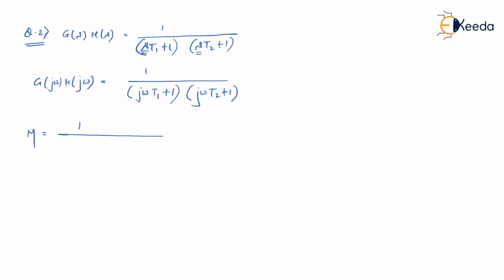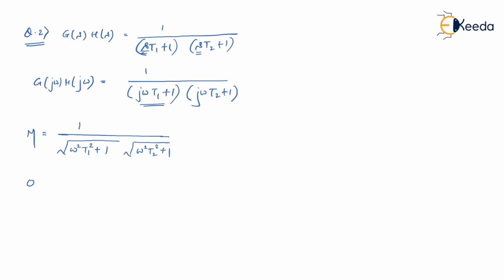As you can see, in the denominator there are 2 complex quantities. So for that, you know how to take a magnitude of this. It is under root of real part square plus imaginary part square. So the imaginary part is omega T1, so it is square root of omega square T1 square plus 1, then multiplied by magnitude of the next quantity, which is nothing but square root of omega square T2 square plus 1. I hope you understood how we have calculated M, that is magnitude.